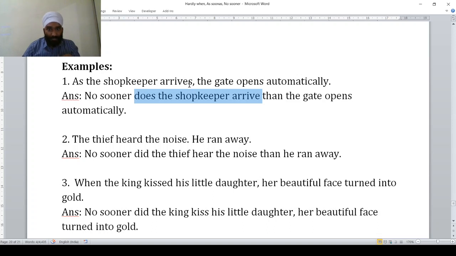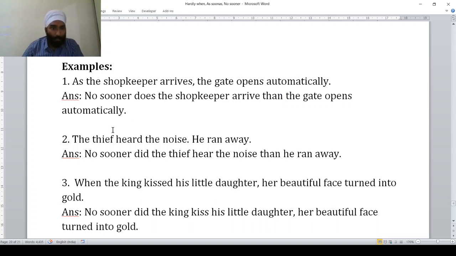So arrives represents simple present tense. This is why we have used does here. No sooner plus helping verb does the shopkeeper arrive. We are using does. This is why we have removed the s of arrive. After that, the conjunction than we have used and the remaining clause continues as it is.